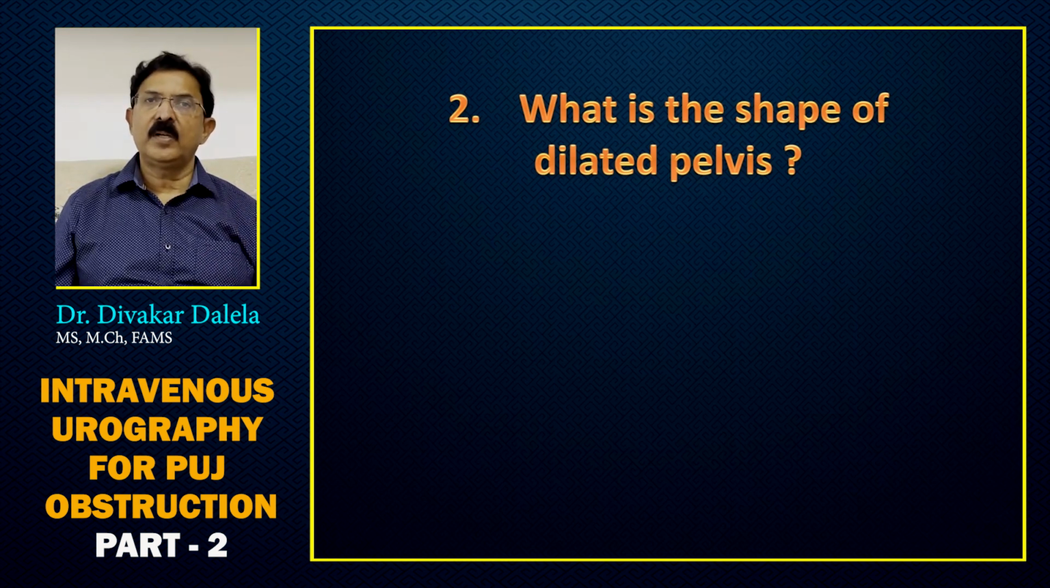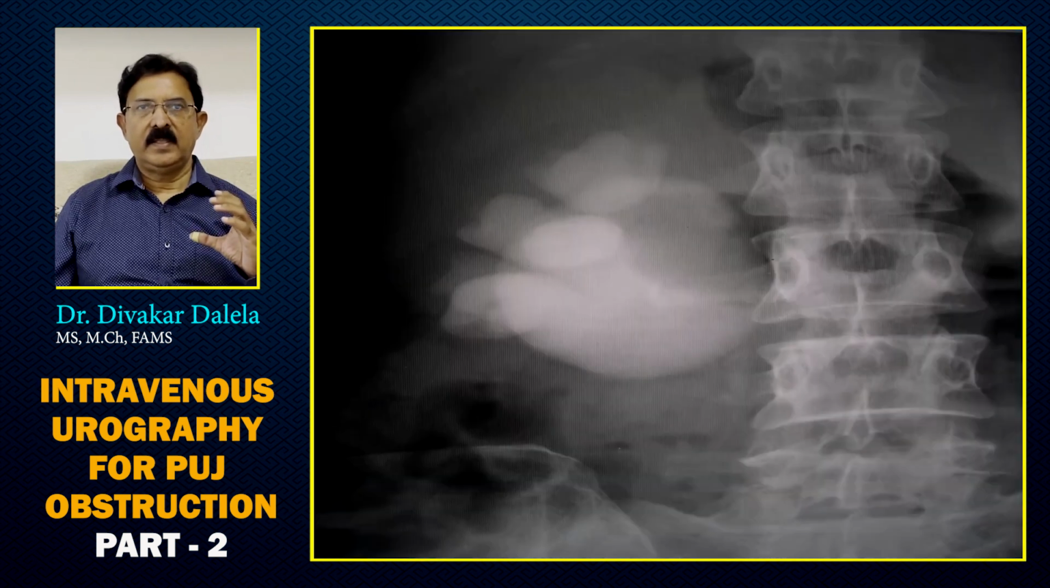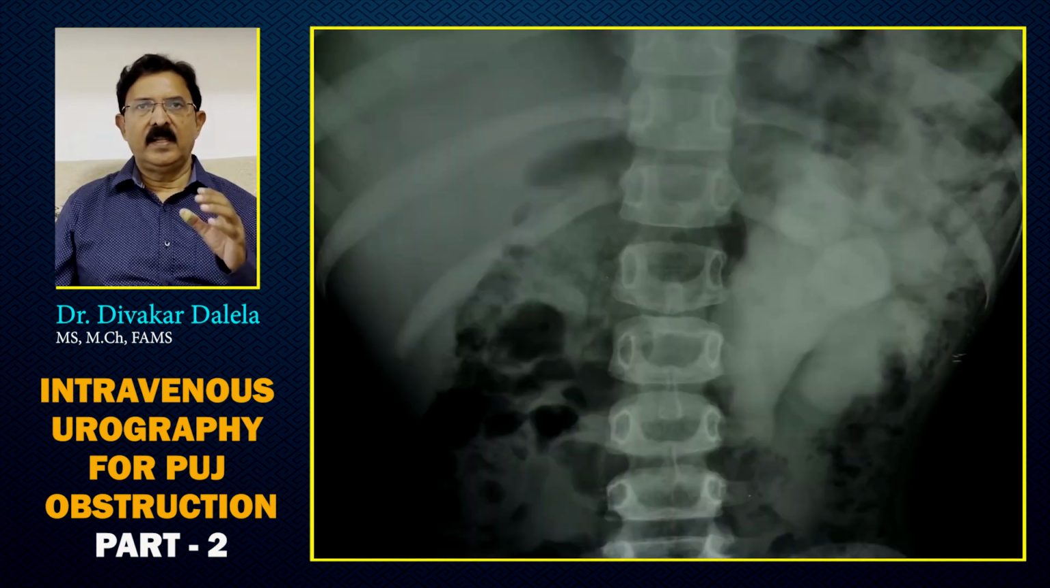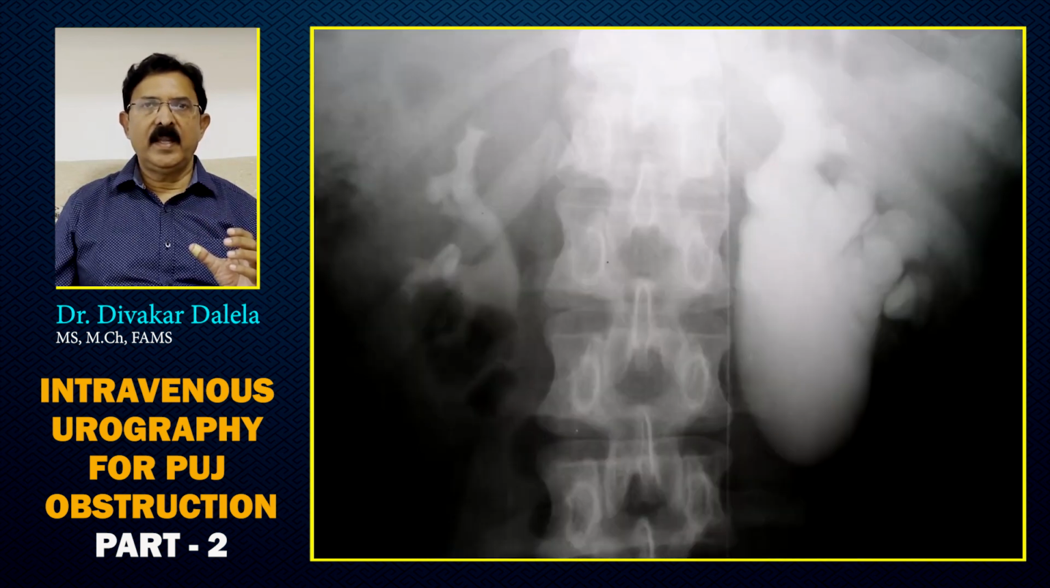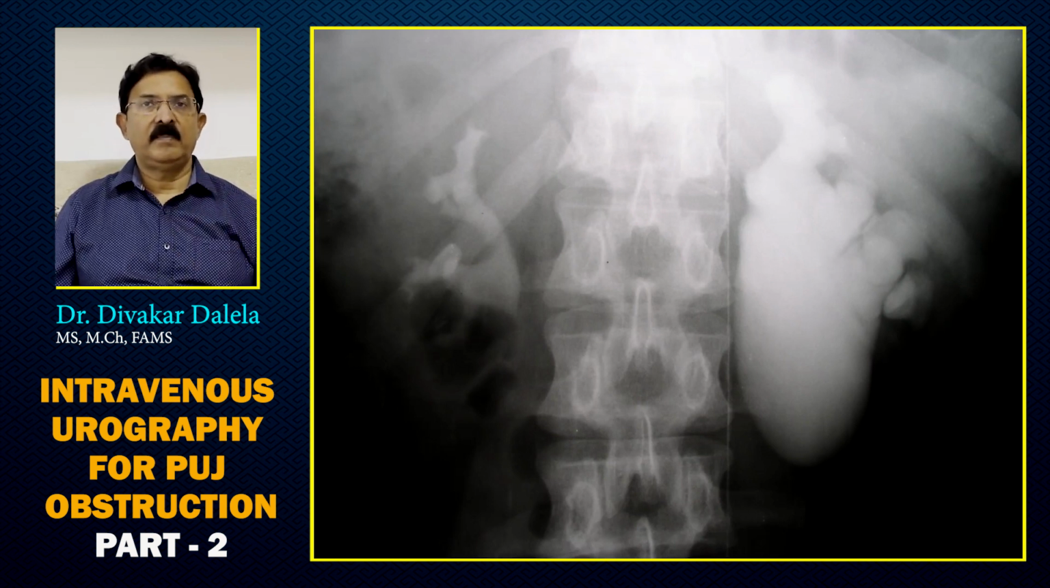Next thing that you should focus on is the shape of the dilated pelvis. Look at this picture. This is an egg, ovoid shape of the pelvis. This is a rounded shape like an apple. This is a shape which is like an inverted pear. This is like a papaya. So you can imagine a vegetable and then see the shape of the renal pelvis.